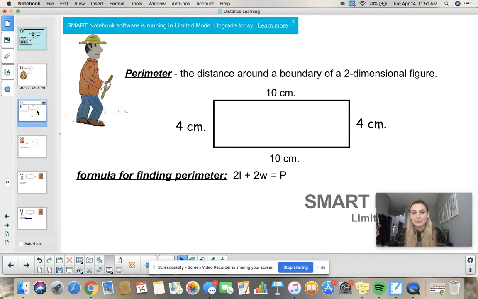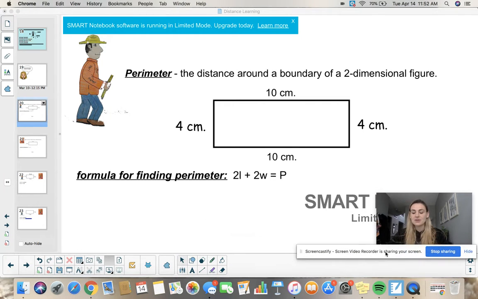We learned in third grade and it came back in fourth grade how to find the perimeter. If we were looking to figure out the perimeter of this rectangle, we have a length that is 10 centimeters and a width that is 4 centimeters. In a rectangle, opposite sides have the same length. So if this length is 10 centimeters, this side is also 10 centimeters, and the width on this side is 4 centimeters. To find the perimeter, you add all of the sides of the rectangle together.